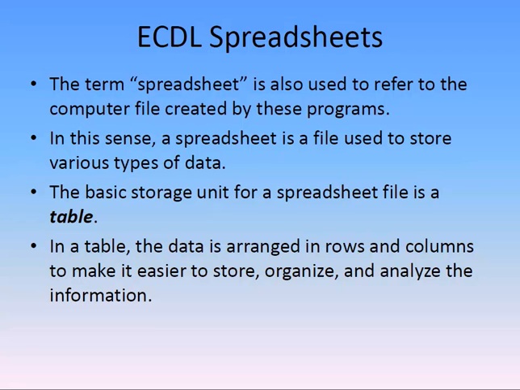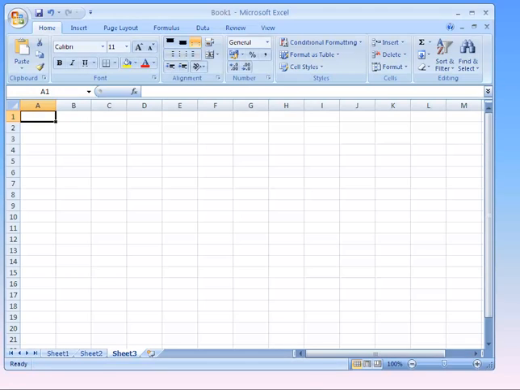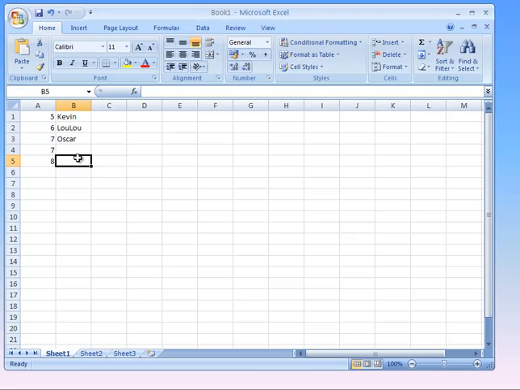Now, the basic storage unit for a spreadsheet file is a table, and in a table, the data is arranged in rows and columns to make it easier to store, organize, analyze, and generally properly interact with the information that's available. So what I'm going to do now is bring up a spreadsheet here, and this is an example of a table. This is a table here, and what we have here is rows.